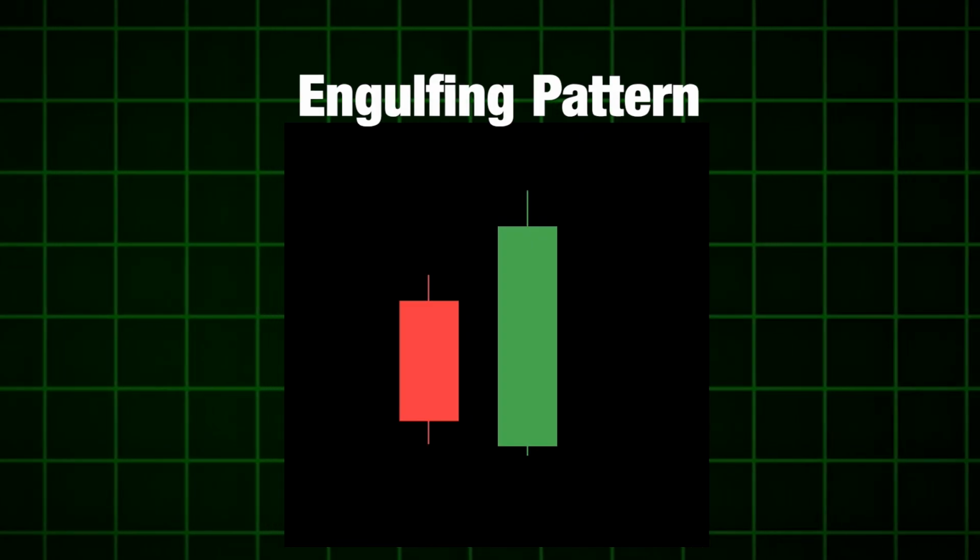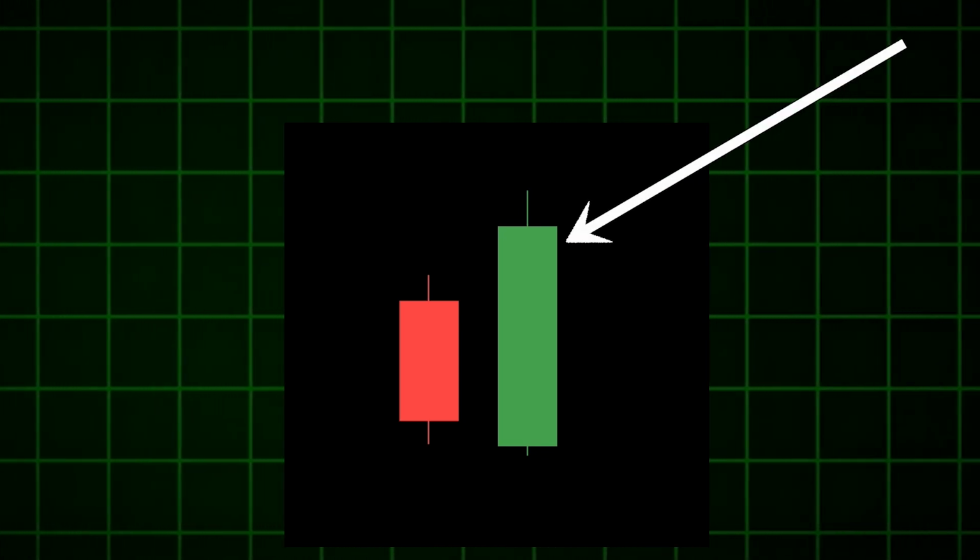2. Engulfing pattern. Unlike the previous one, this pattern consists of two candles. For instance, the first candle might be a small red one, and the second a larger green candle that engulfs the previous one entirely. This pattern is a significant candlestick pattern. A green engulfing candle suggests strong buyer presence, while a red one indicates strong selling pressure.